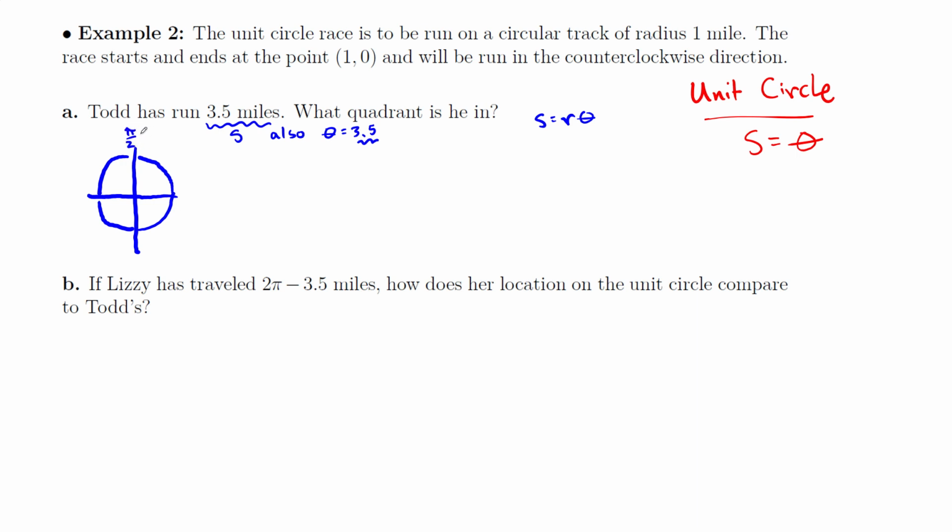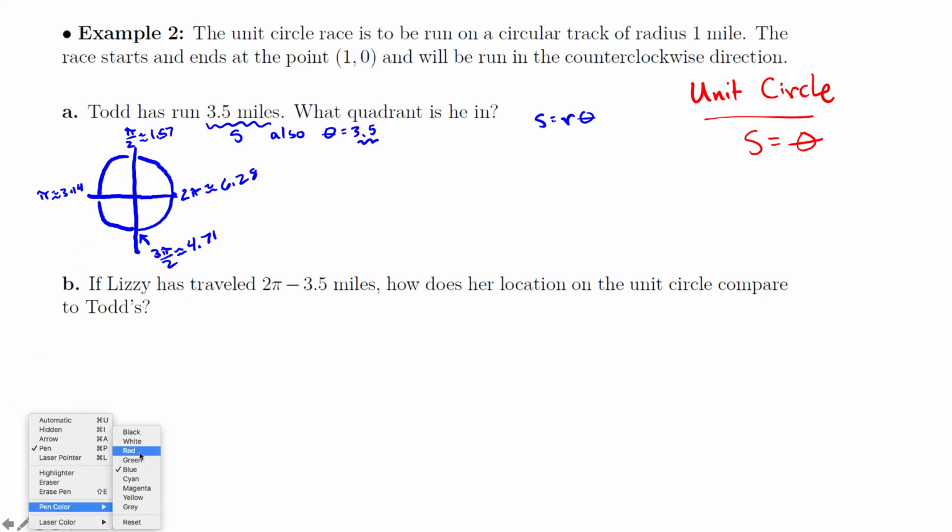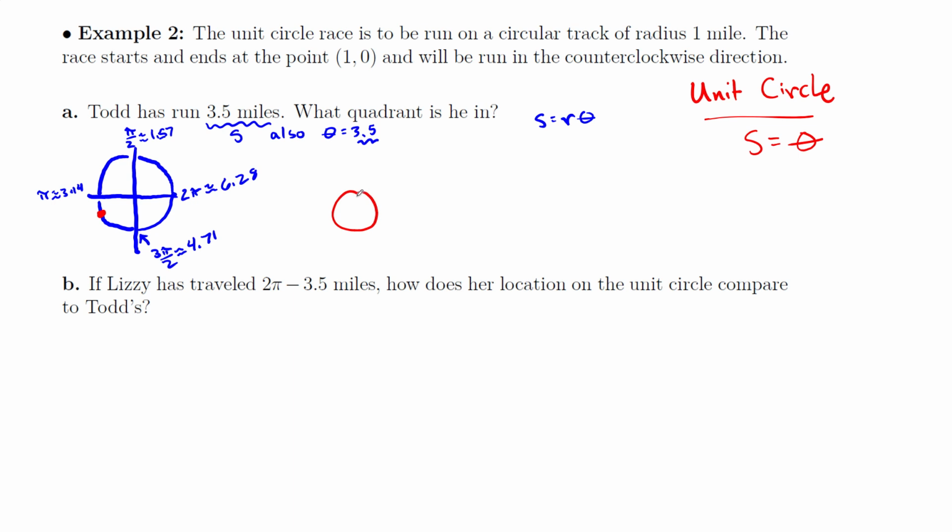So pi over 2, which we know is up top, that's about 1.57, right? Pi, that's the one we should all know, 3.14. 3 pi over 2 is approximately 4.71, and then 2 pi is 6.28. So keep those approximations in mind, and if you do, then you realize, okay, I think I know where 3.5 miles is, right? That's got to be in quadrant 3, right? It's just past pi. So we can answer confidently here that it is quadrant 3.